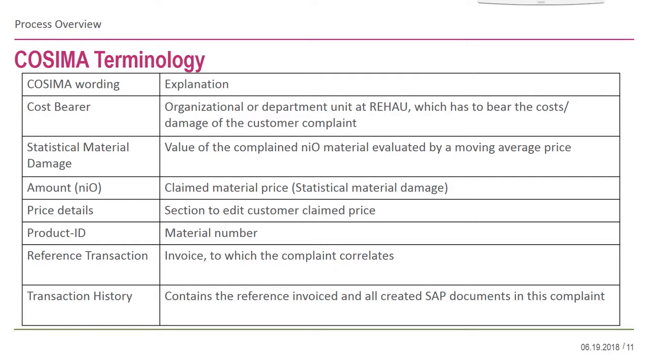Price details is a section of the complaint where the commercial conclusion is going to take place, and that is going to be a section that you are able to edit the customer claimed prices for any additional costs outside of material costs. The product ID is just the material number of the product. A reference transaction is the invoice to which the complaint correlates to. And the transaction history is going to contain the reference invoice and all created SAP documents in the complaint.